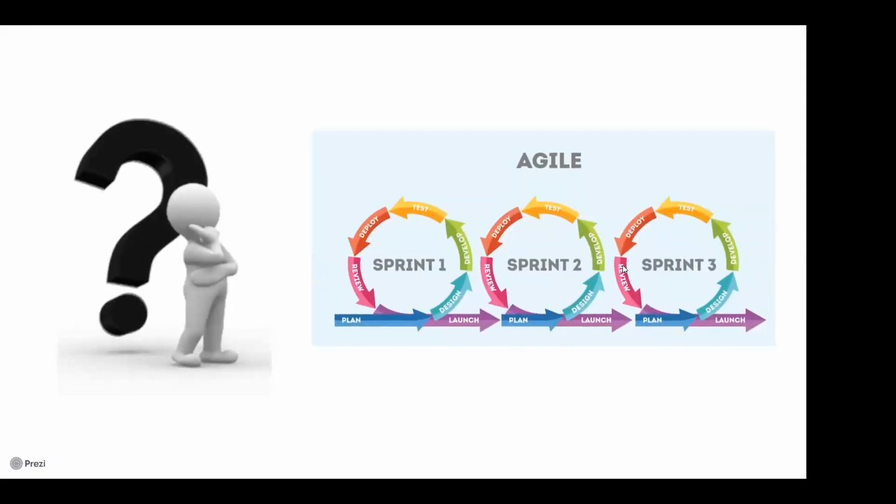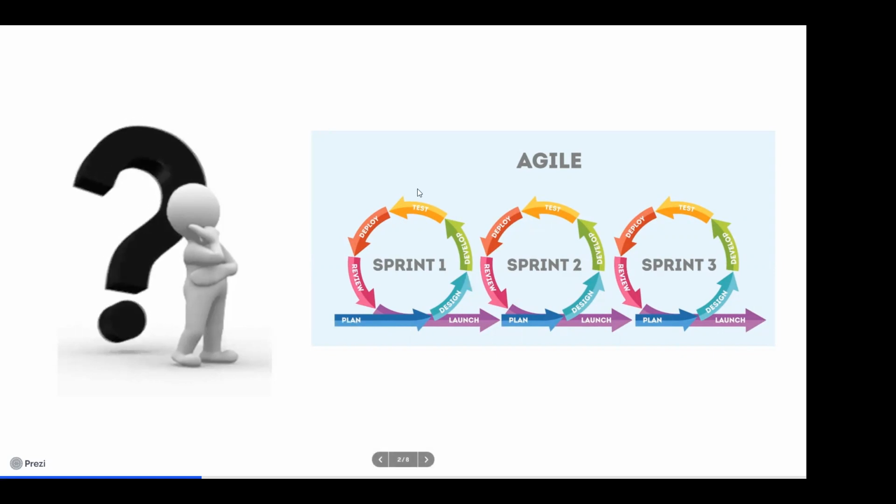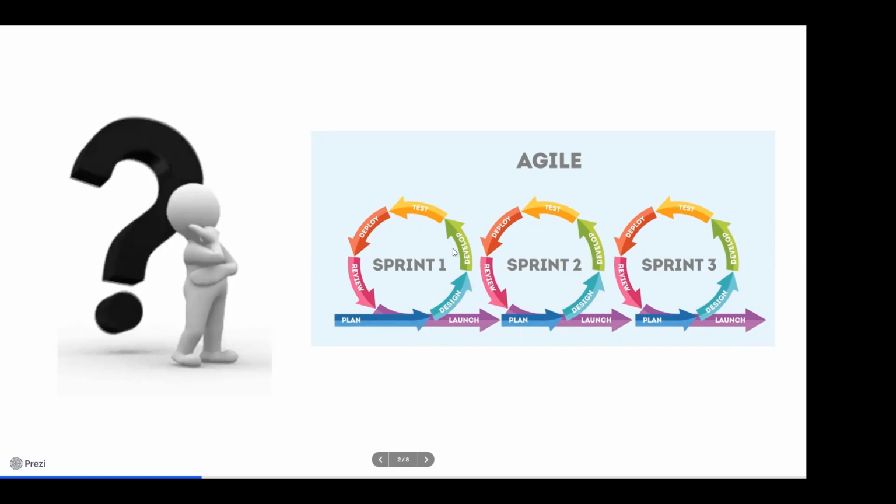Agile testing is a software testing practice that follows the principles of Agile methodology. It is an iterative software development model. What is iterative? Iterative means repeating the same process again and again. Here we have plan, design, develop, test, deploy, review, and launch. Repeating this process again and again, that is called iterative.